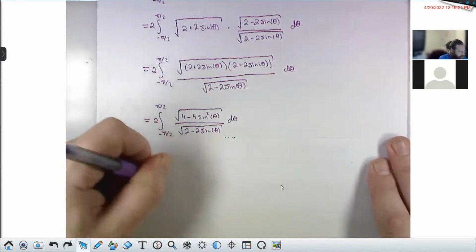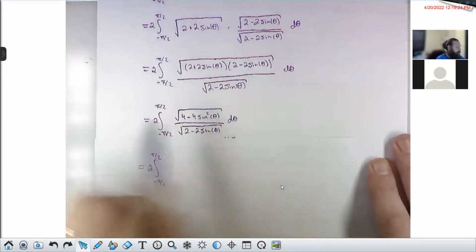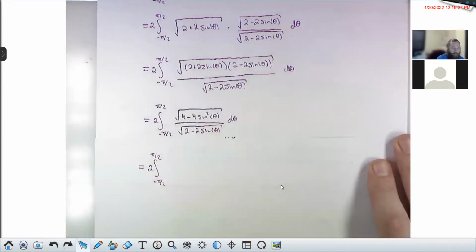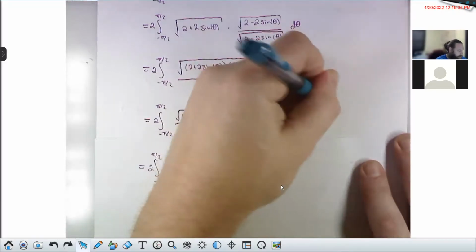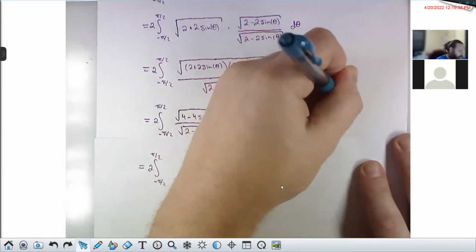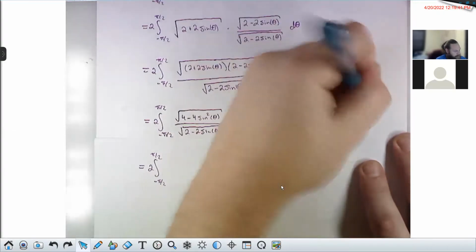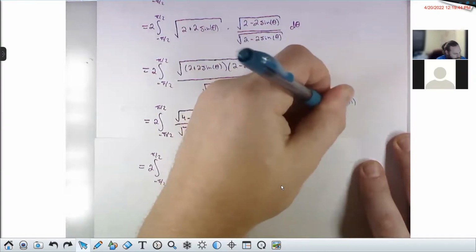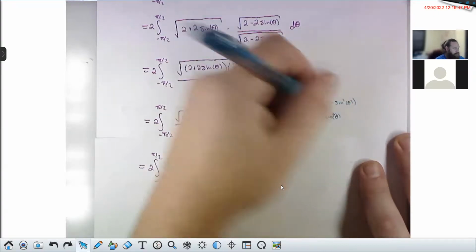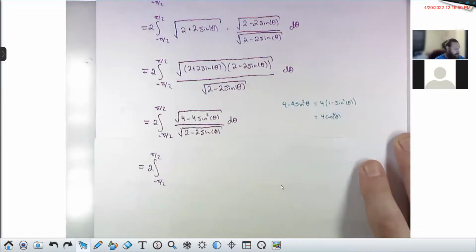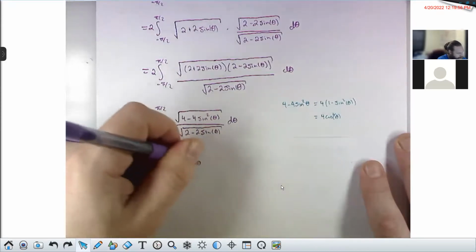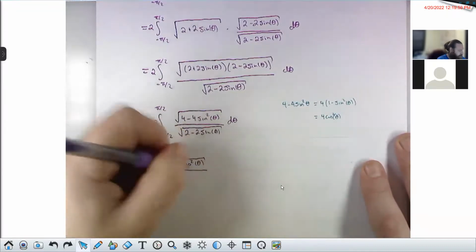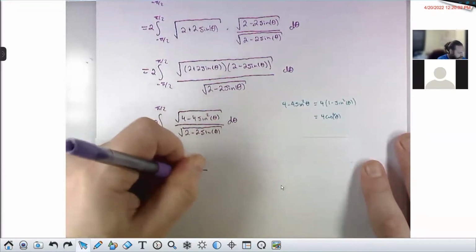This gives me 2 times the integral from negative pi over 2 to positive pi over 2. 4 minus 4 sine squared theta is the same as, I'm going to do this on the side. This is looking a lot like some trig sub stuff we did. That's 4 times 1 minus sine squared theta, which is 4 cos squared theta. So that numerator is the square root of 4 cos squared theta. And the denominator is still the square root of 2 minus 2 sine theta.